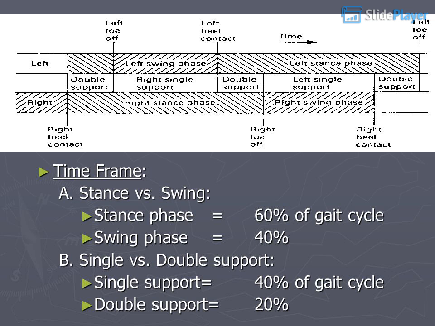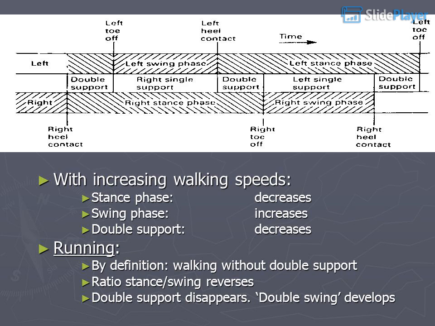Gait cycle, time frame. A, stance versus swing. Stance phase equals 60% of the gait cycle. Swing phase equals 40%. B, single versus double support. Single support equals 40% of the gait cycle. Double support equals 20%.